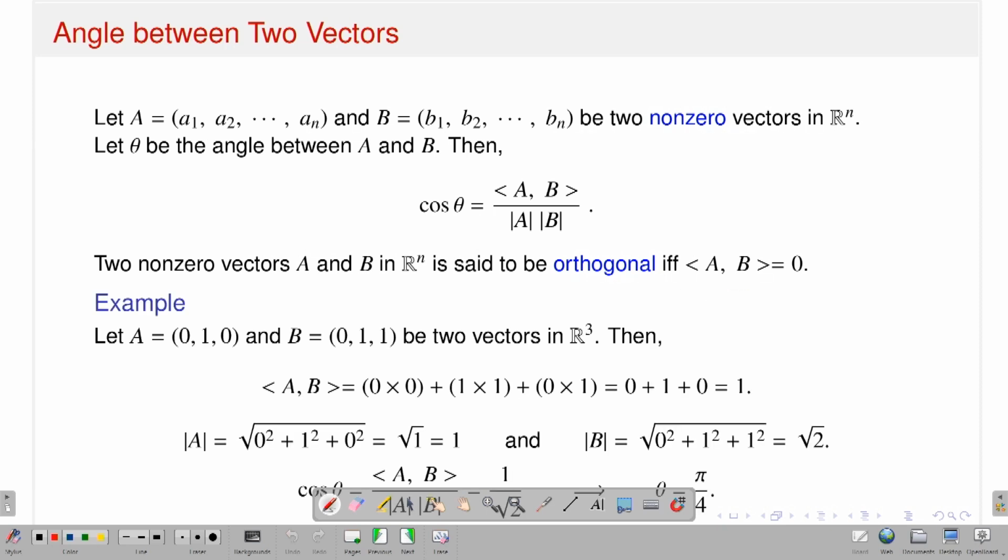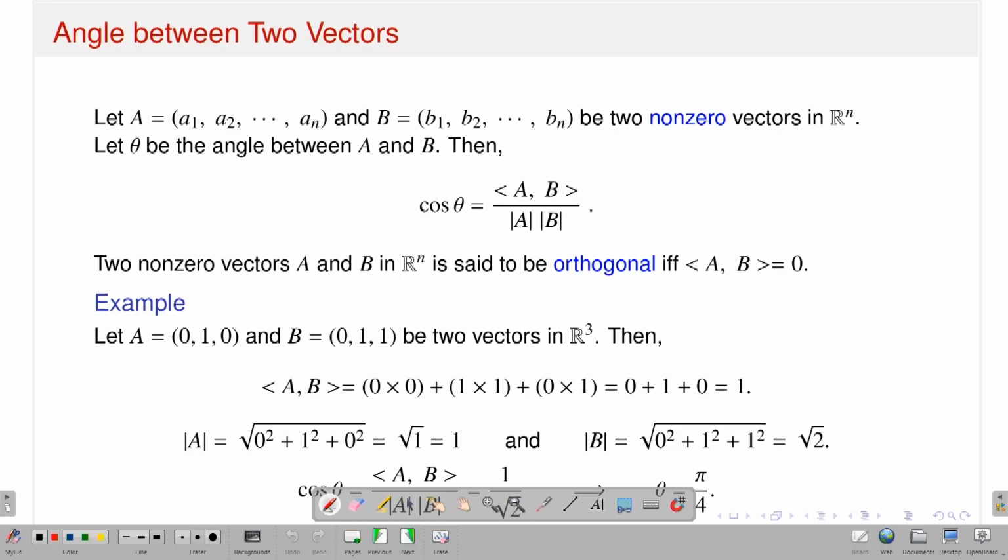I will give one example. Two vectors in R3, and I want to find the angle between them. The vector A is 0, 1, 0, and the vector B is 0, 1, 1. The dot product between these two vectors is 1, the magnitude of A is 1, and the magnitude of B is root 2. So cos theta equals the dot product of A and B divided by the product of modulus A and modulus B, which is equal to 1 by root 2.